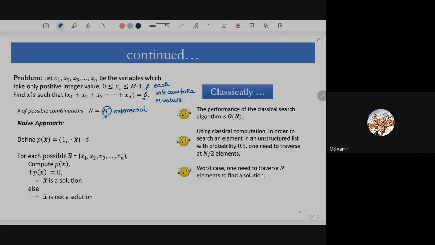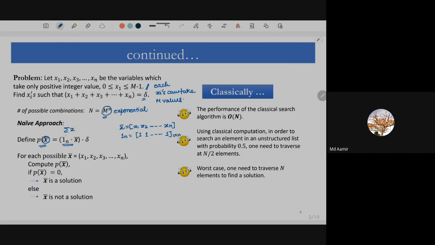So the naive approach which we just discussed is to define a function p of x, which takes the combination of xi's, and this is nothing but the summation of xi's. So this is a vector 1 multiplied with the vector x bar. The x bar here is represented as a vector x1, x2 up to xn, and 1 is a vector which has all ones, and its size is 1 cross n.